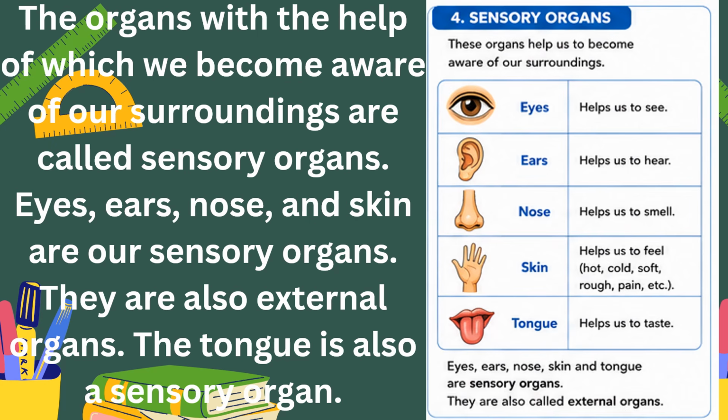So these 5 organs are called sensory organs. They are the organs which help you become more aware of your surroundings. Through your eyes you can see and come to know what is actually happening in your surroundings. Similarly with your ears you can listen and find out what is happening around you. So that is making you aware of your surroundings. They are called sensory organs.